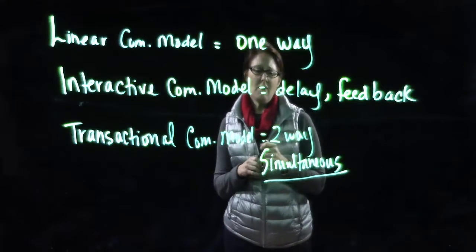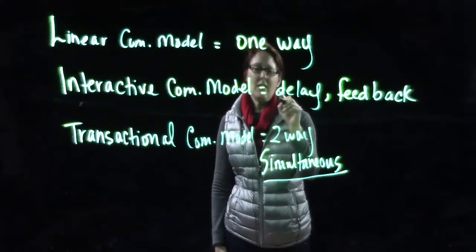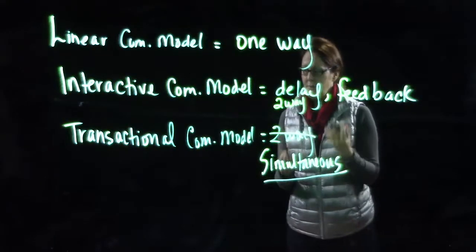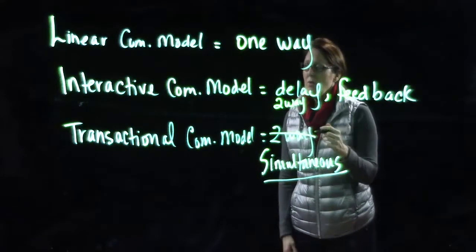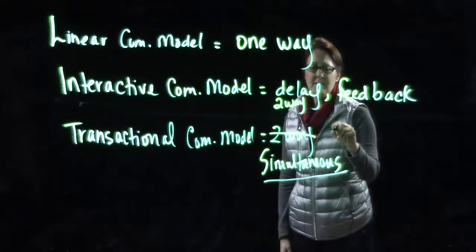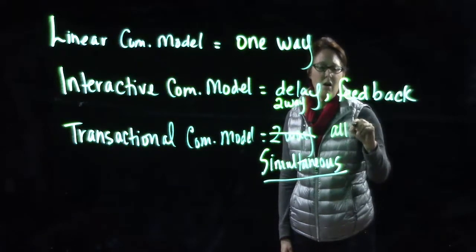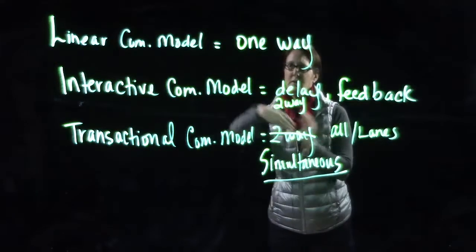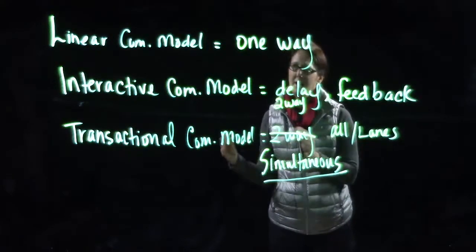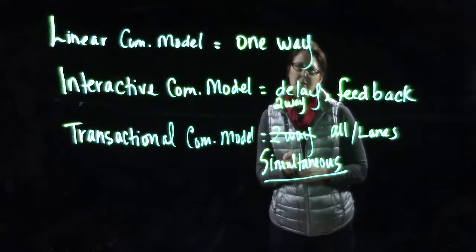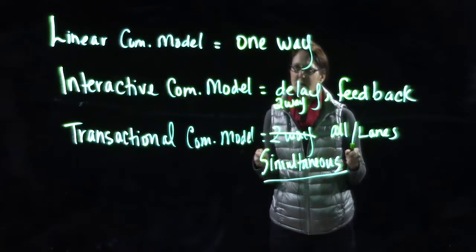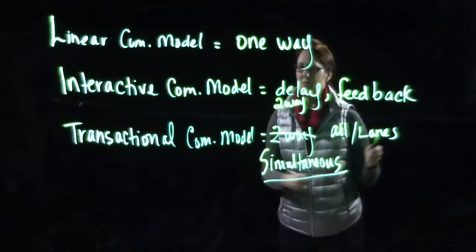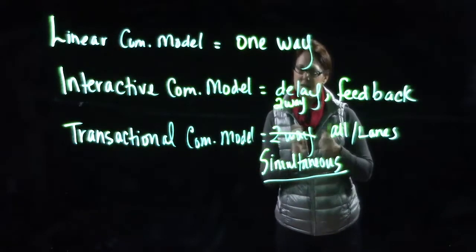I think the interactive would be two-way. You send a message, the person receives it, and they send a reply. Whereas with the transactional, all lanes are driving at once, and we're adapting and adjusting to feedback as we go along. So think of it as riding go-karts on a track or bumper cars, where you're all going different ways to see what type of reaction or feedback you can get.